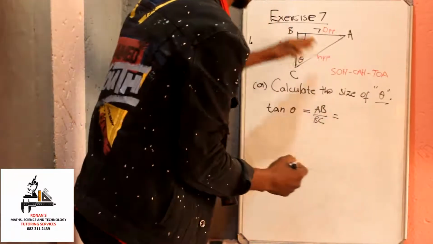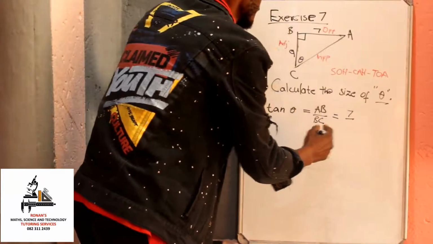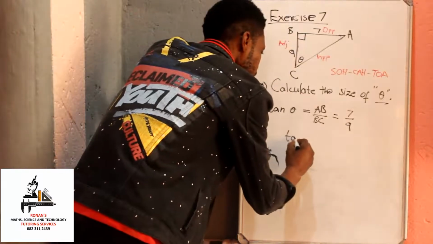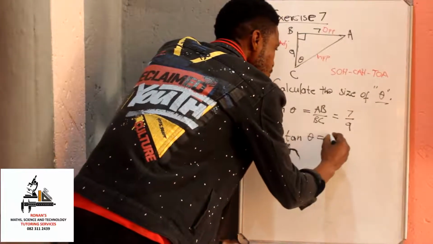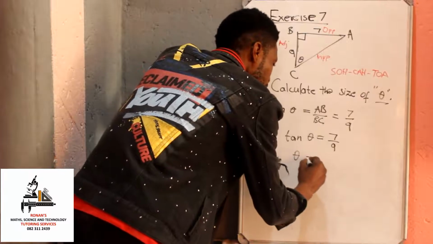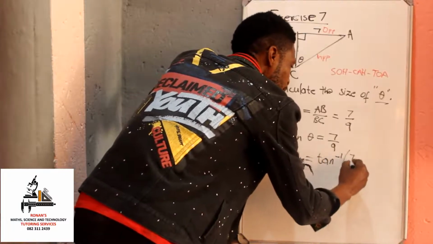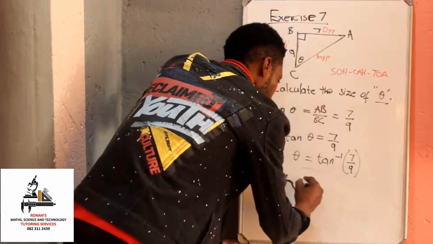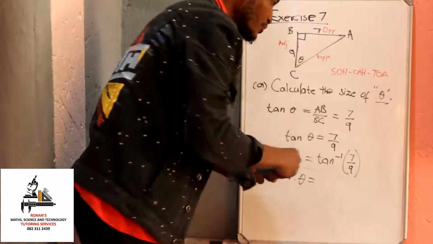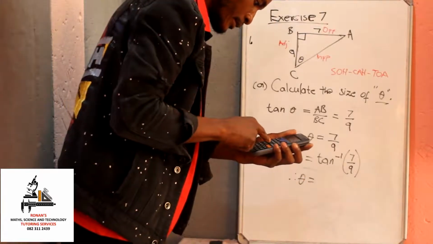That would be AB being 7 units and BC being 9 units. So tan theta is equal to 7 over 9. Therefore theta will then be equal to the arctan of 7 over 9. You punch that into your calculator.